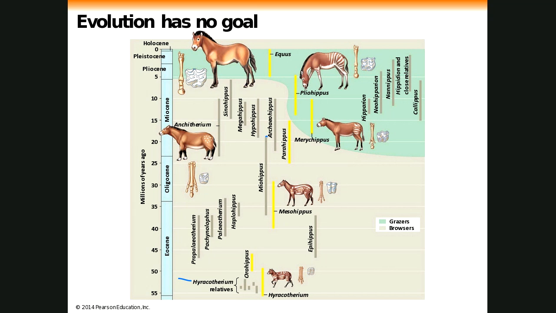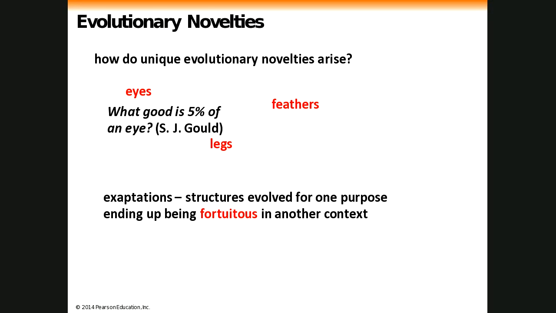Now, I know I'm at time, folks, but I ask if you would just give me another couple of minutes to finish up this last part, because I have to finish this chapter so you have the information for the exam next week. What we're going to talk about for just a few moments here is how very unique evolutionary novelties come about, like eyes and feathers and legs.